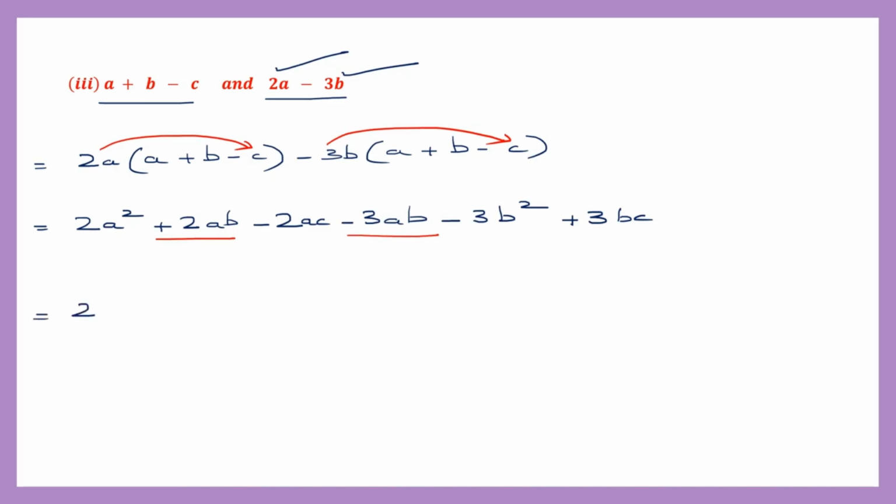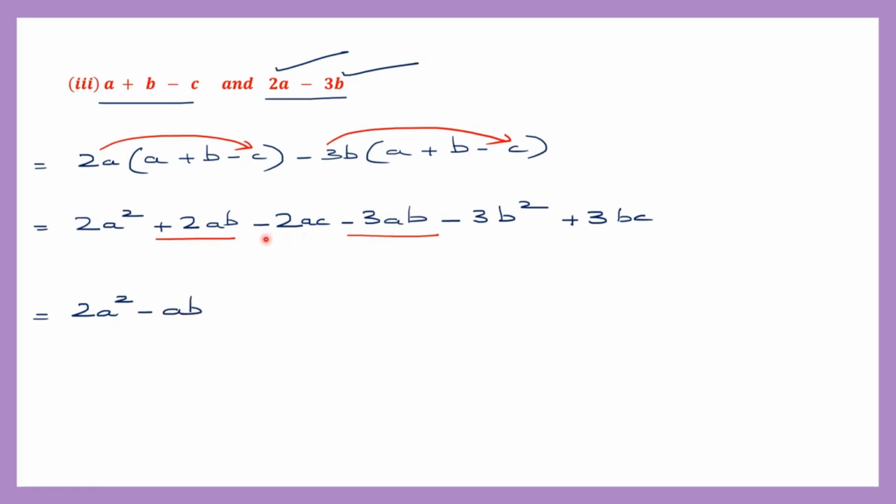So 2a square. Now let's look at the like terms. What do we have? Plus 2ab minus 3ab. Let's take only the numbers here. Plus 2 minus 3. When signs are different, we put the sign of the bigger number and we subtract. 3 minus 2 is 1 and we write ab. So this can be written as minus 1ab or simply minus ab. So let's write that, minus ab. So now we finished with ab.